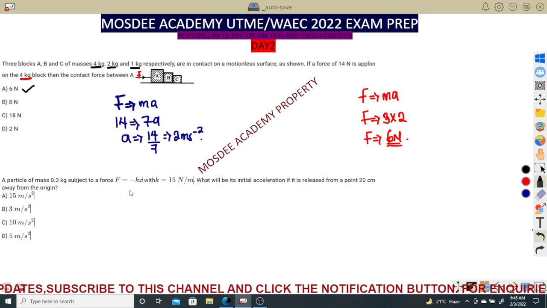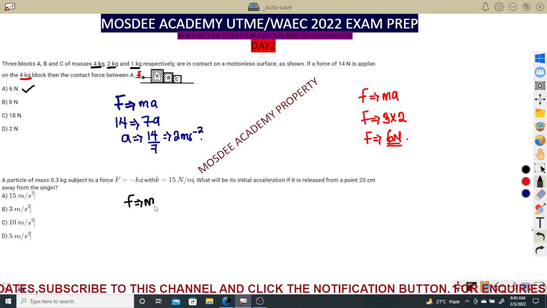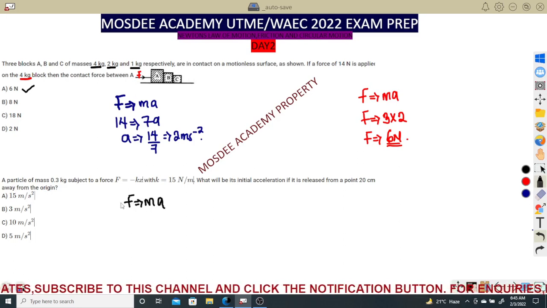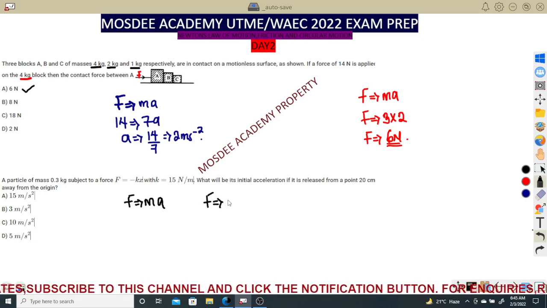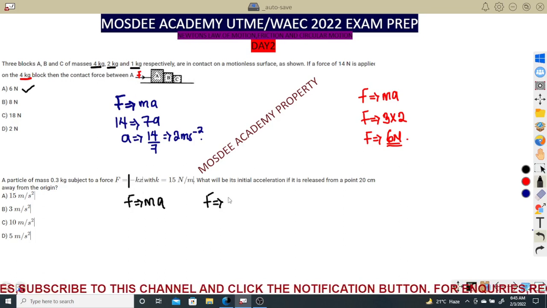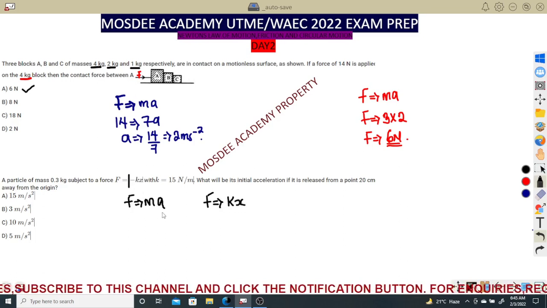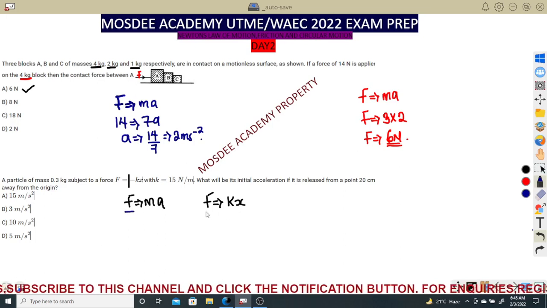Fine. We have studied just now that force is always equal to the product of mass and acceleration. We are also given the force of a spring as -Kx in modulus form. Modulus will give you positive, that is F = Kx. This is a force. This is also a force.